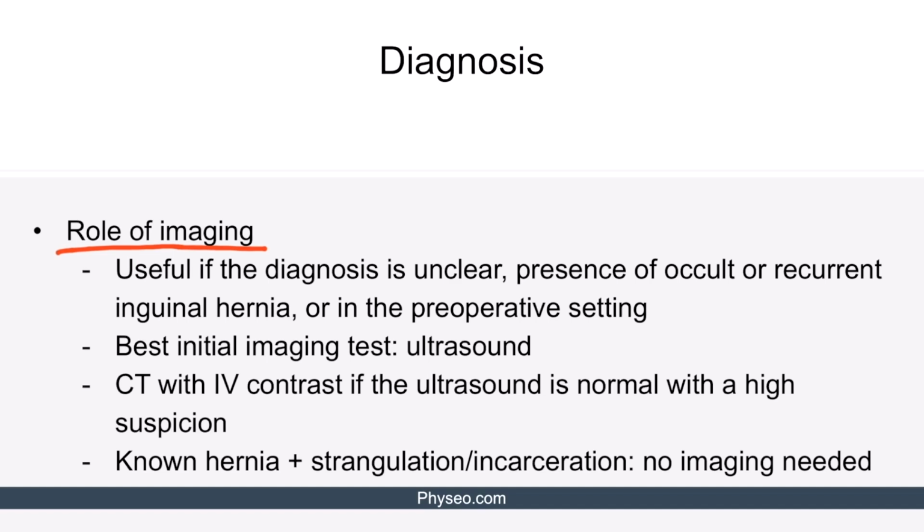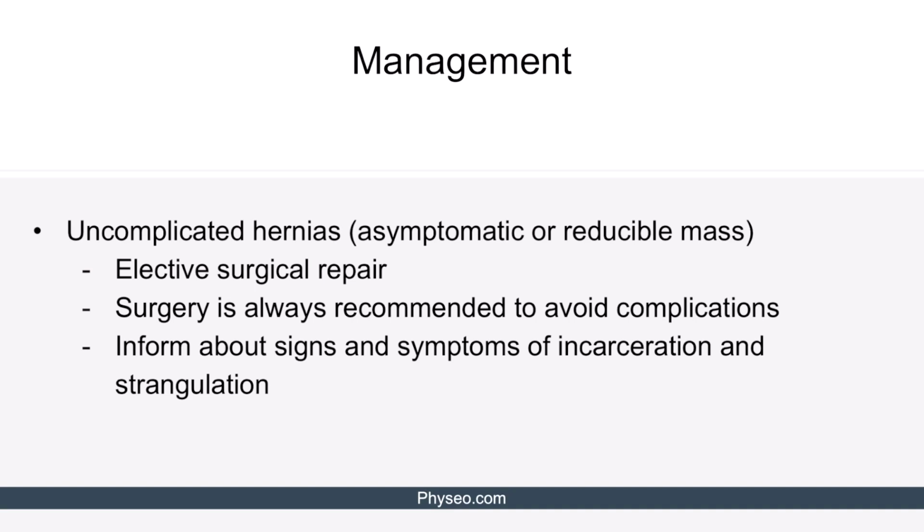Please note that if the patient has a known hernia with signs and symptoms of incarceration or strangulation, imaging is not needed prior to surgical repair. Now, we are going to discuss the management of the complicated and uncomplicated hernias separately. Firstly, uncomplicated hernia, as we already mentioned, is most of the time asymptomatic or a reducible mass. It can be managed with an elective surgical repair.